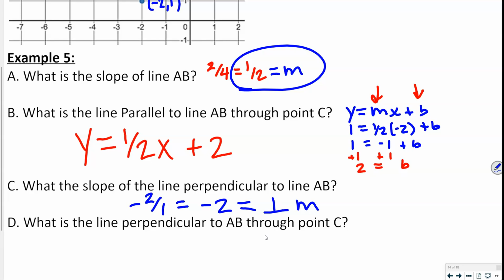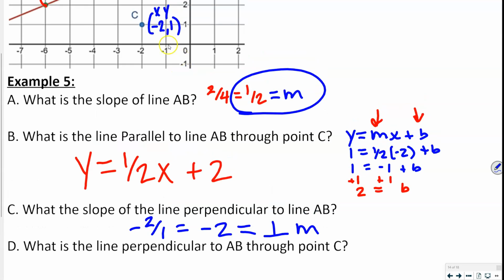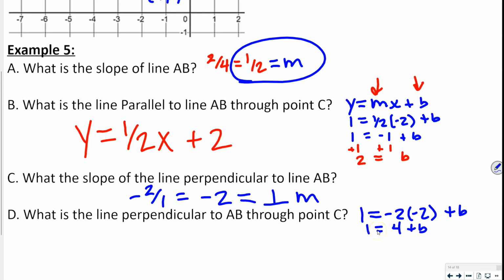So now we're going to do the same thing we did before. We got that point C, same point we used up here. So point C is negative 2, 1. So we're putting our 1 here, only this time we're using the negative 2 slope. So we're going to multiply negative 2 times our negative 2 plus our b, right? So that's going to be 1 is equal to 4 plus b. We are then going to subtract that 4 from both sides because we're solving for b. So b is equal to negative 3.